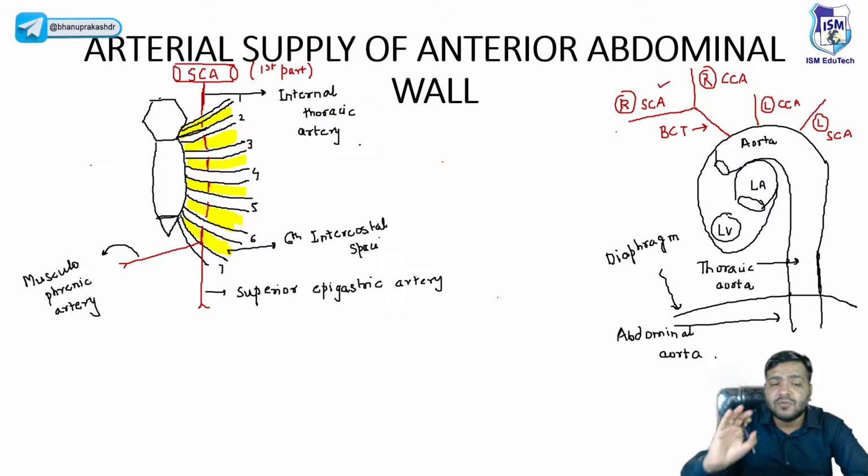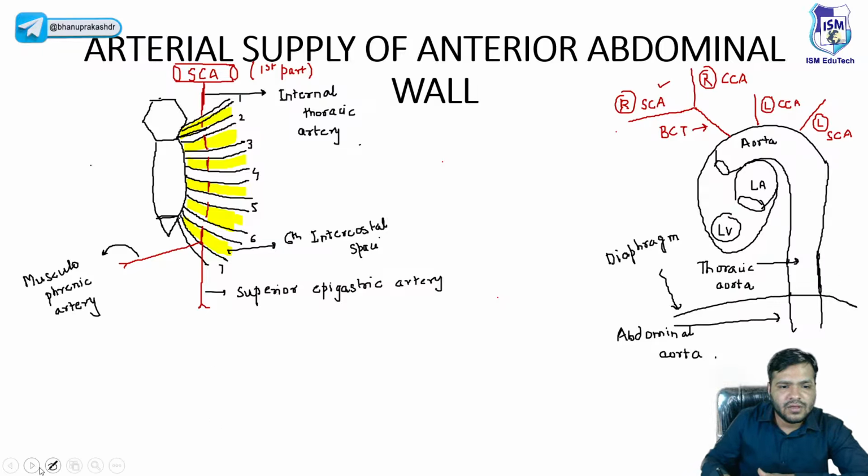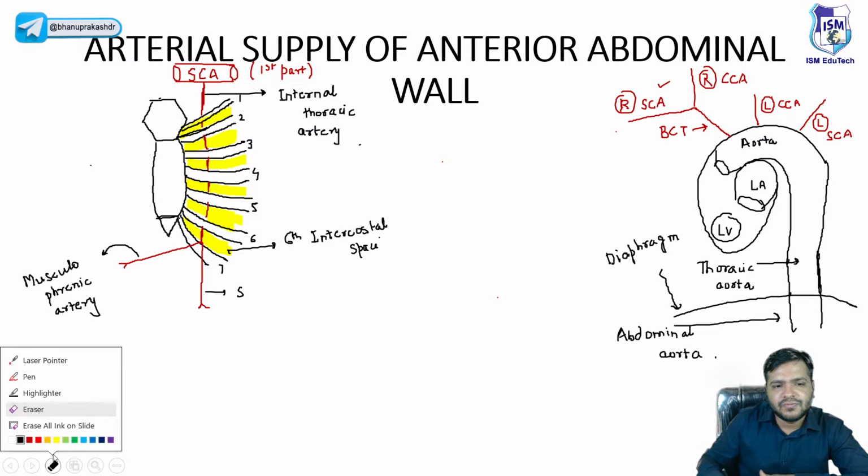Now, if I ask you about the musculophrenic artery, it will supply the diaphragm also, the intercostal spaces also, and it will supply the anterior abdominal wall. If I just want to show you over here, I will just draw the diagram. Just one more diagram and the concepts will be crystal clear to you.